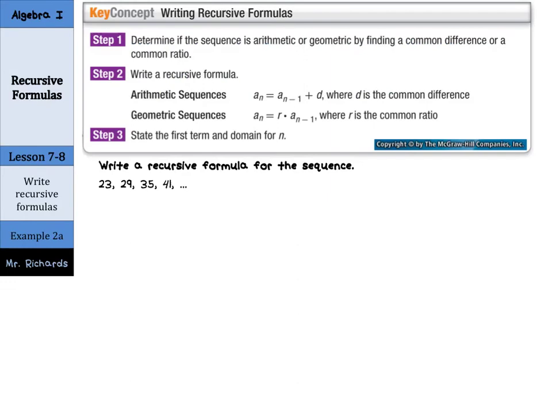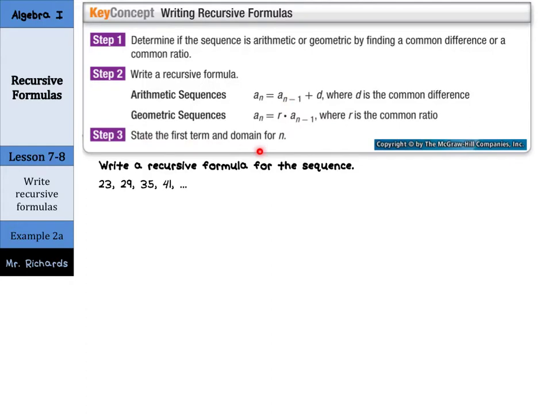Another key concept in this lesson is writing recursive formulas. Our first step is going to be to determine if the sequence is arithmetic or geometric by finding if a common difference or a common ratio exists. If it's an arithmetic sequence and we have a common difference, we'll use this to start. If it's a geometric sequence, when we have a common ratio, we'll use this. And then we'll state the first term and domain for n.